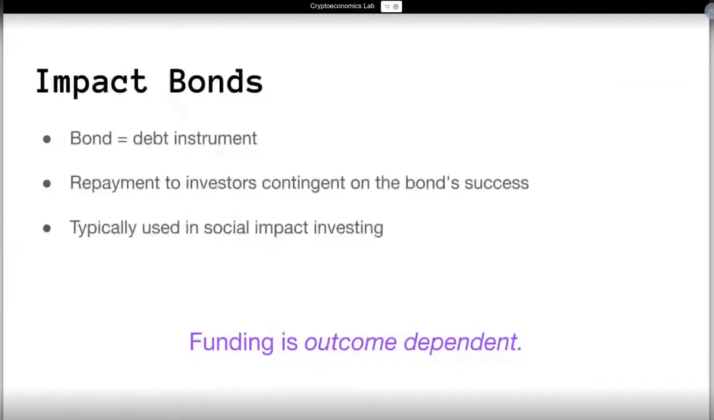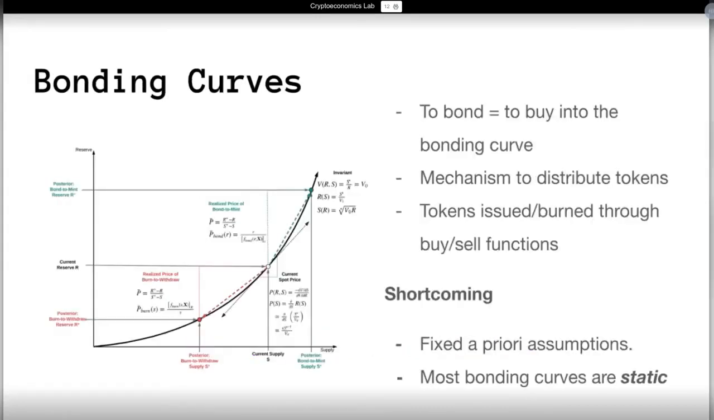So in the context of the project, we have a bond which consists of multiple social impact projects. These social impact projects are time-bounded, and they will start at one point, and after they end, the investors investing in that project will be paid out, depending upon how successful the bond is. So it is outcome-dependent funding, and this is something that we will explore further and see what kind of primitives we can apply from cryptoeconomics.